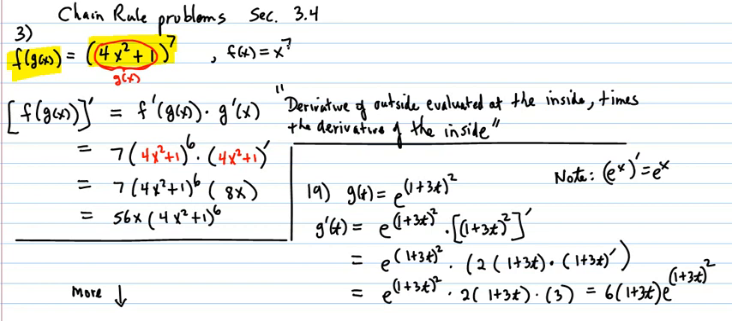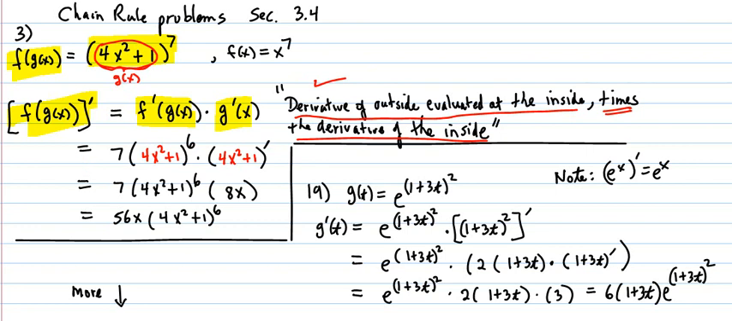So, according to the chain rule, the derivative of a composition f of g of x is equal to the derivative of f evaluated at g of x times the derivative of g of x. And so you have this way of saying it right here: the derivative of the outside evaluated at the inside times the derivative of the inside. So we get our chain of equals going.